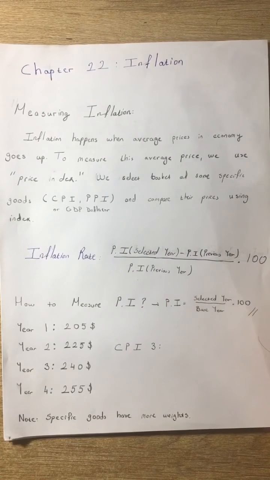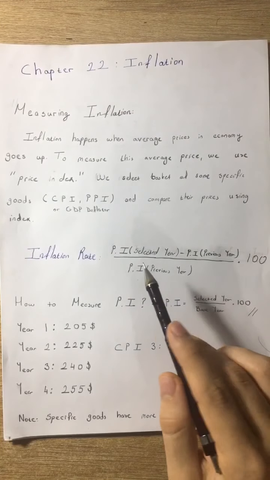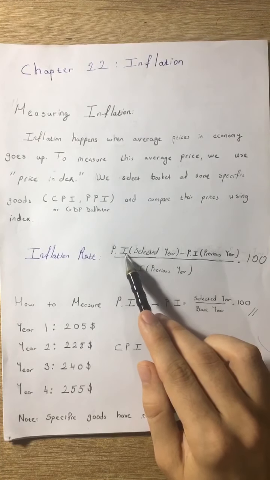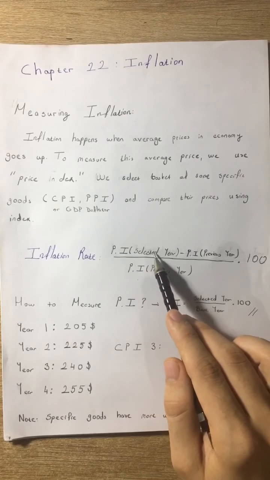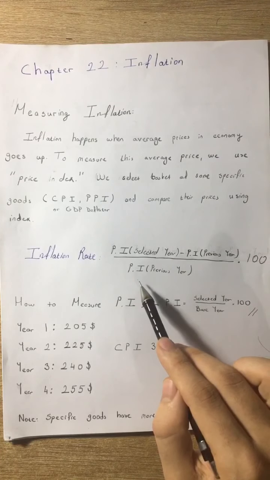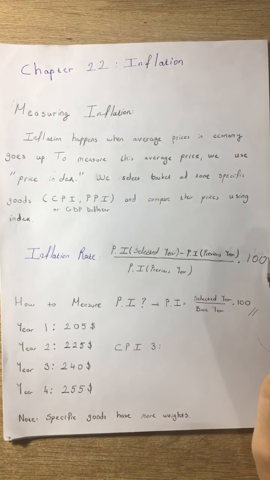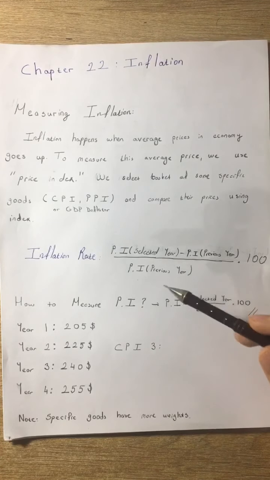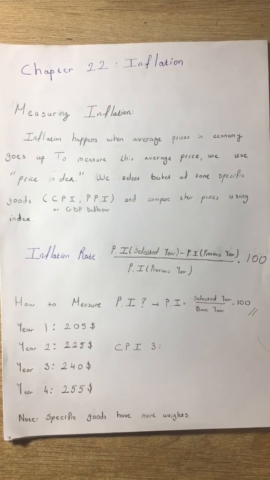So after you find the price indices, calculating the inflation rate is quite easy. You just have to write the price index of the selected year minus the price index of the previous year, divided by the price index of the previous year, times 100. This equation will give you the inflation rate of the selected year. So the most difficult problem that can arise here is how to measure the price index. To measure the price index, you have to pick a base year first.